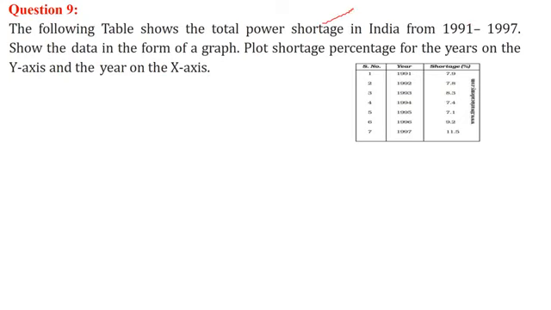This is a table showing the total power shortage in India from 1991 till 1997. Show the data in the form of a graph. You have to plot the shortage percentage on the y-axis and the year on the x-axis. This is how we can draw it.